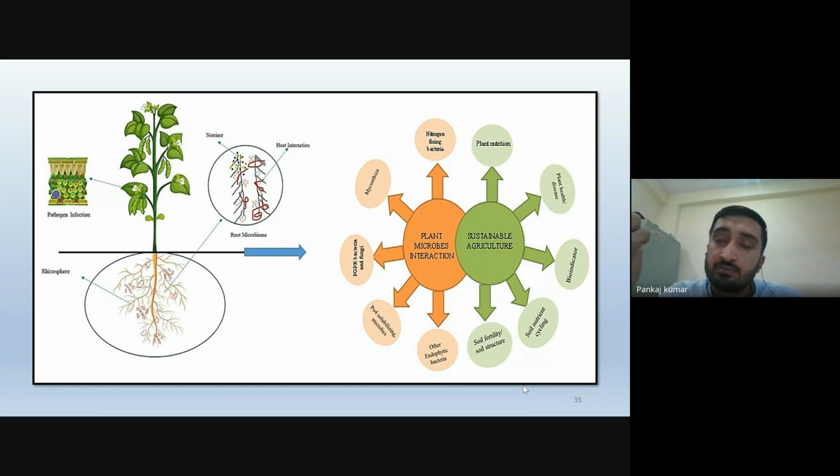A bioindicator means the increasing pollution level can be detected. Here the soil nutrient cycle is improved. Soil fertility and soil structure are improved. Other endophytic bacteria in the plant-microbial interaction, phosphate-solubilizing microbes, PGPR bacteria, fungi and mycorrhiza. So overall, plant-animal based agriculture will help to improve the health and quality of plant and soil, and overall sustainable agriculture and production.